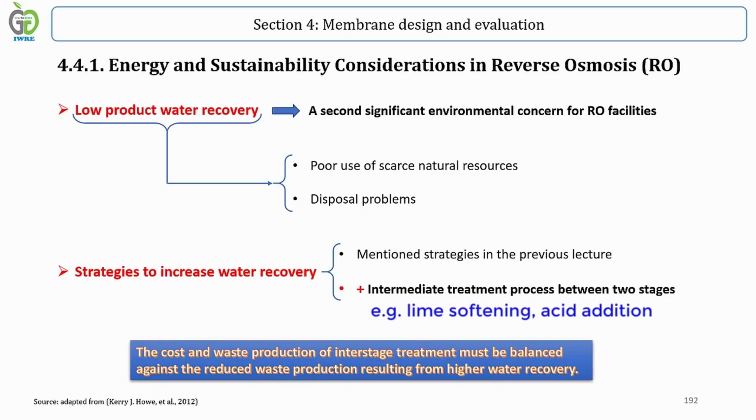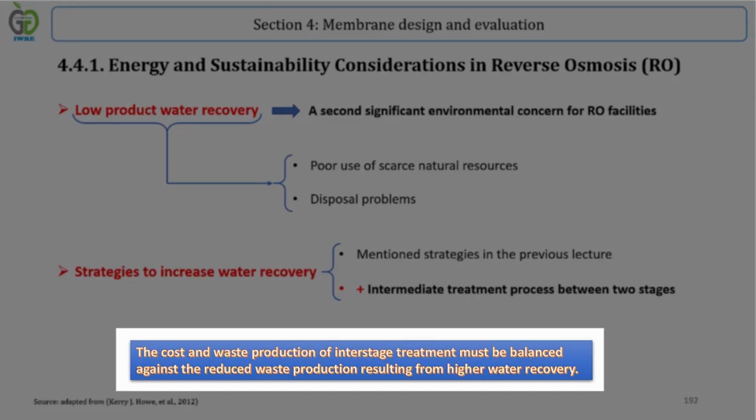However, the high alkalinity and hardness present after a first stage of reverse osmosis can lead to high doses of lime or sodium hydroxide. Doses in excess of 1000 mg per liter have been reported in experimental studies. Similarly, high doses of acid can be necessary to reduce the pH after softening. The high doses also lead to a large amount of lime sludge, another waste stream. Thus, the cost and waste production of interstage treatment must be balanced against the reduced waste production resulting from higher water recovery.